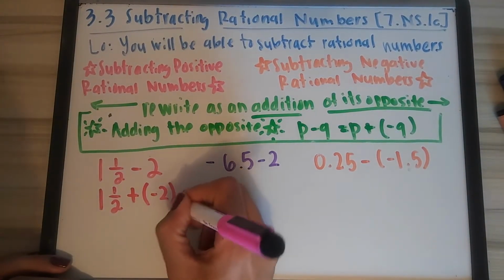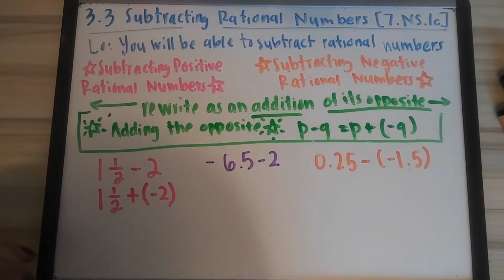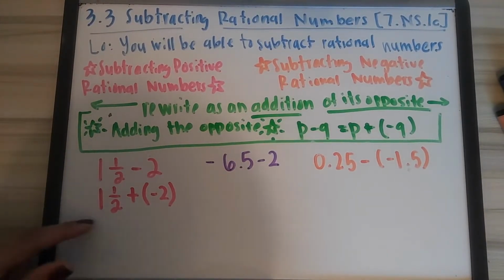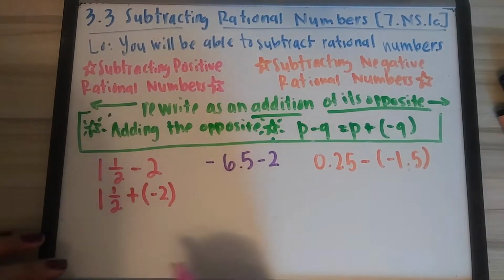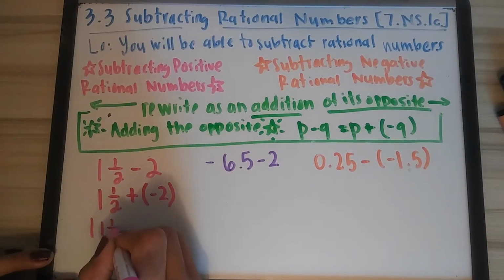And then I'm going to go back to my rules that we did on 3.2 with addition, right? I'm adding numbers with different signs, so I'm going to subtract. So I'll start with the one with the greatest absolute value, which is a negative 2. So I'm going to say 2 minus 1.5. Okay, let me just show you so that way you can see it.